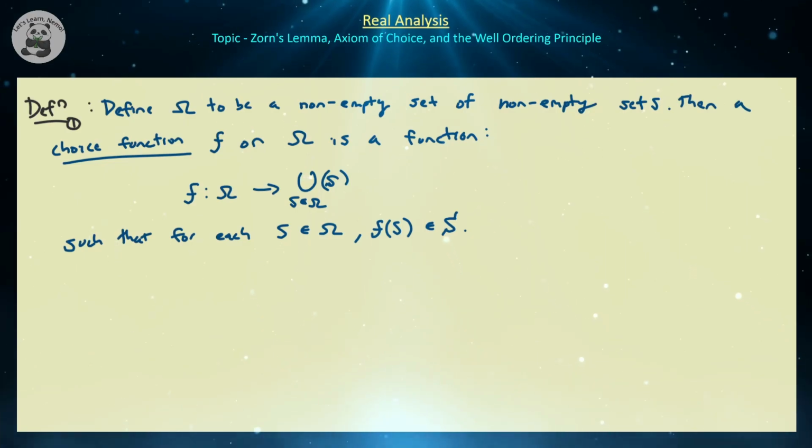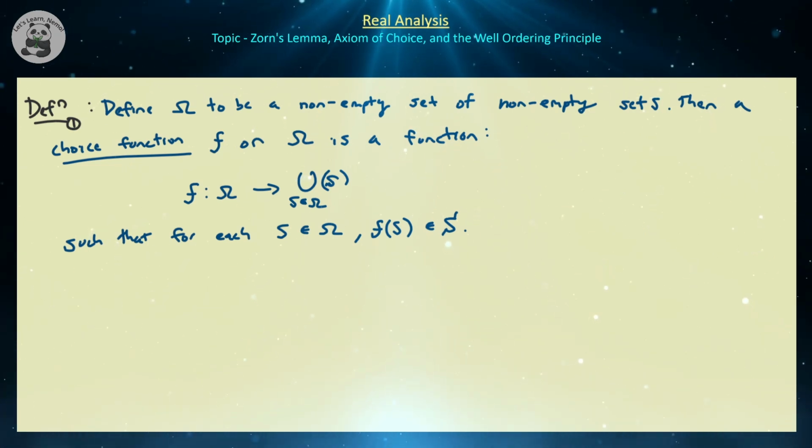So let's introduce the first definition that we need in order to discuss the axiom of choice. So we're going to define omega to be a non-empty set of non-empty sets. So in some sense, it's a set of sets that has at least one set in it, and each of those sets within that bigger set has at least one element in them too, right? So it's a set of non-empty sets.